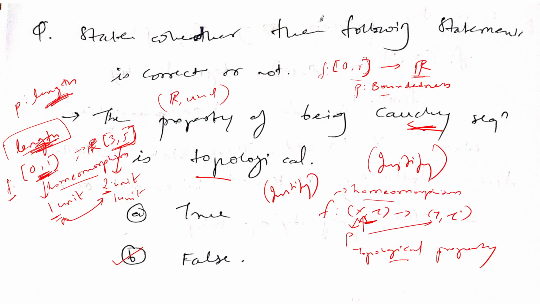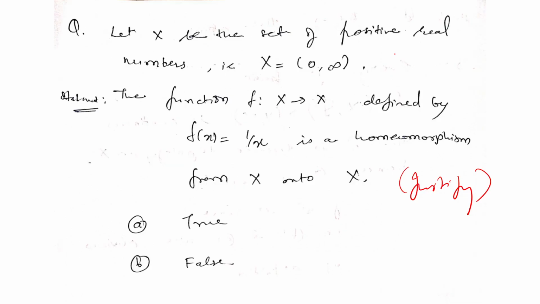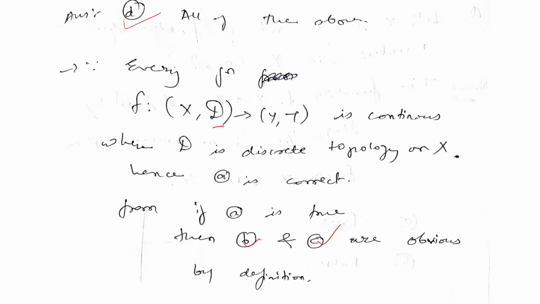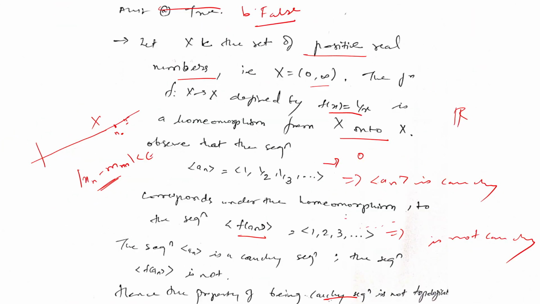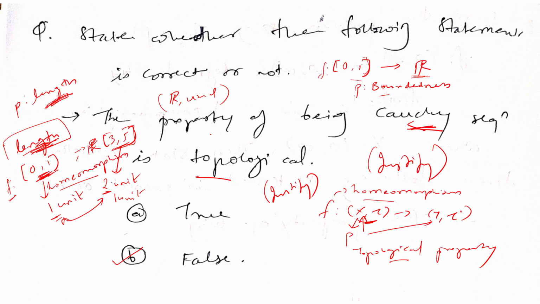Because in the domain you are getting a Cauchy sequence, but in the codomain the property of being Cauchy is not preserved. So hence the property of being a Cauchy sequence is not topological.